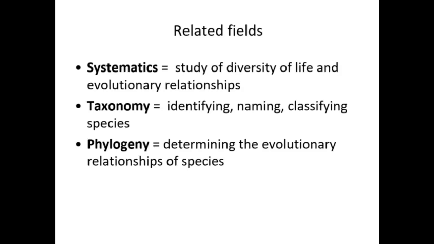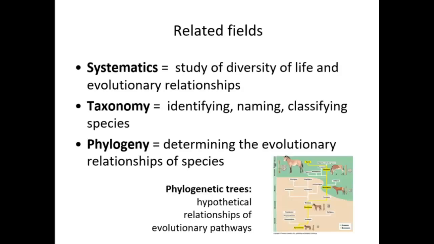Understanding the evolutionary relatedness of organisms is central to much of evolutionary biology. There are several closely related subdisciplines or practices that you will hear about. These include systematics, which is the study of diversity of life and evolutionary relationships; taxonomy, which is the process of identifying, naming, and classifying species; and phylogeny, which is determining the evolutionary relationships of species. It's this last category we're going to be focusing on during today's video lecture. In particular, we're going to spend a lot of time looking at phylogenetic trees, which are hypothetical relationships of evolutionary pathways.